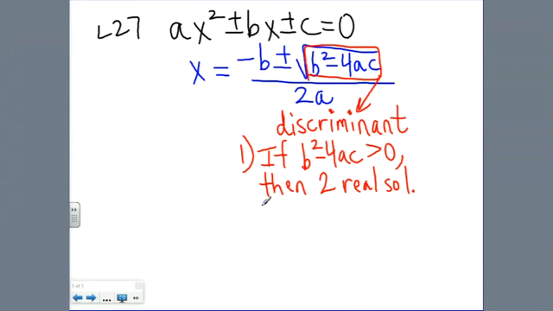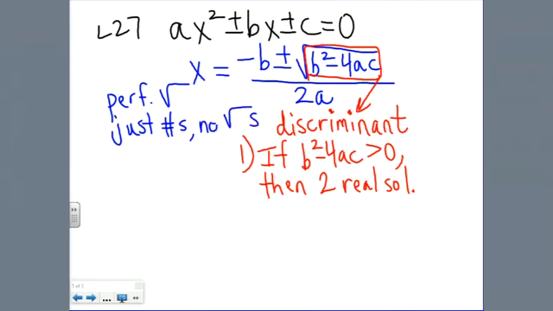As a side note, if your discriminant is a perfect square, then you'll have just numbers, no radicals. Again, for example, if your discriminant came out to be 144, then that lets you know that your answers are just going to be regular numbers or fractions without any radicals.